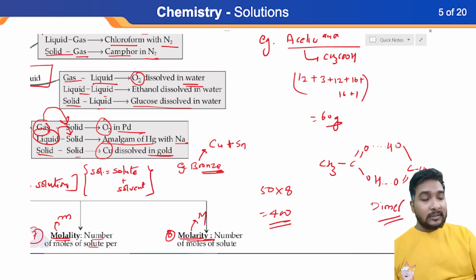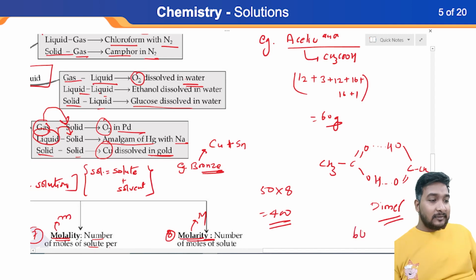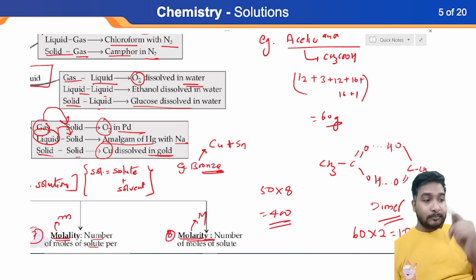Technically, the molecular weight of acetic acid is 60 gram, right? But after dimerization, two molecules of acetic acid are attached together. So 60 into 2, the answer should be 120 gram. This is called abnormal molecular mass. In reality, the molecular weight of any molecule is fixed, but due to some special features its molecular weight changes, either increases or decreases. So this kind of abnormality in molecular weight is called abnormal molecular mass. Clear?